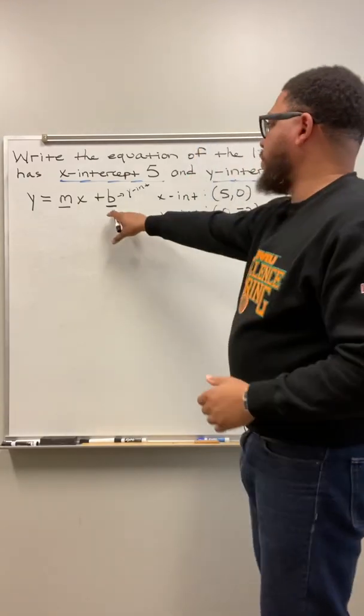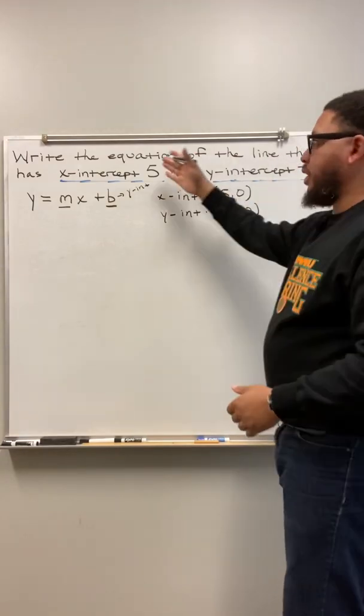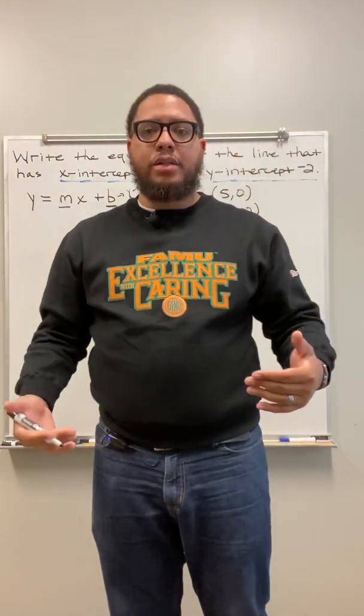So I already know what b is. I need to know what m is. This information does not tell me what m is. What is m, by the way? M is the slope of the line. The slope of the line.